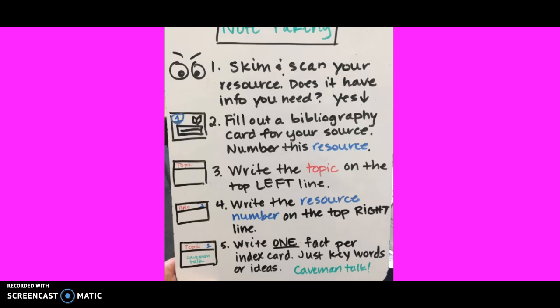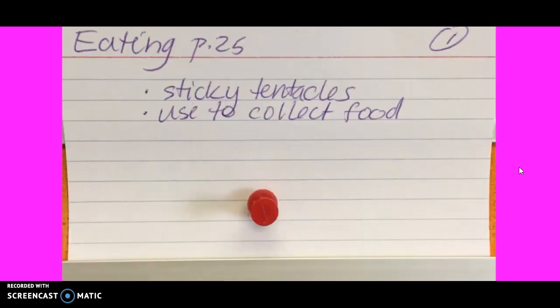Then you start taking notes on index cards for this. You're going to write the topic on the top left-hand corner, so when it comes time to sort your notes, you can group them by topic. And then on the top right, you're putting the resource number. That way you're giving credit to the place where you got this information. And then you're writing really brief facts, just caveman talk, on each index card.